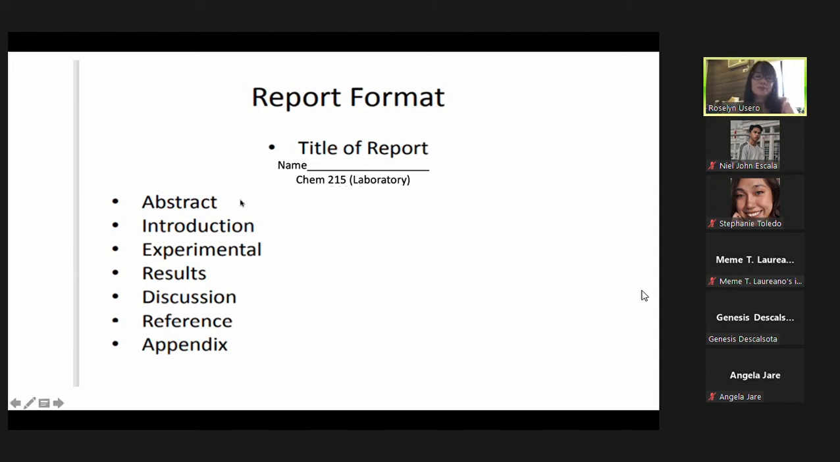Okay. So the report consists of the title, the abstract, introduction, experimental procedure, the results, of course, then discussion of the results, then your references and appendix. Appendix includes like references, like standards, or your tables, or your computation, or your pictures, no, during the lab activity.